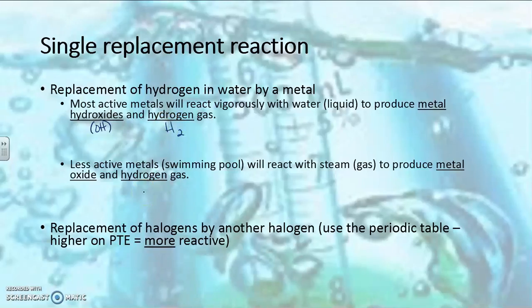Less active metals, the ones in the swimming pool, are going to react with steam, and they produce metal oxide and hydrogen gas. Okay? And then if you have halogens or something on the periodic table that's a non-metal, then you use the periodic table to determine if it's going to be more reactive or less reactive. And I'll show you what I mean in class.